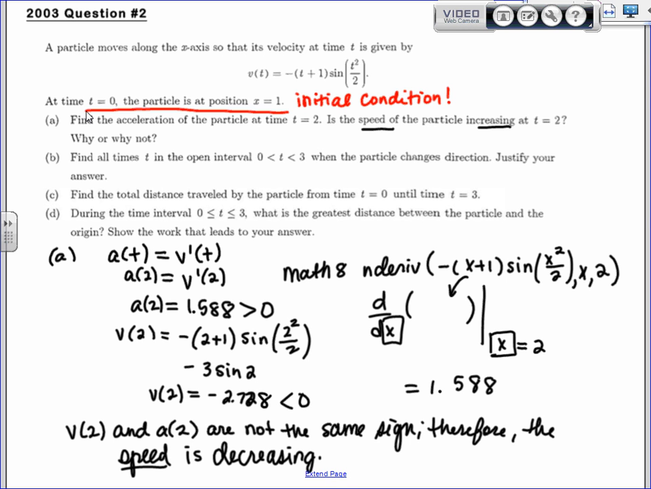All right, B. It says find all times t in the open interval 0 to 3 when the particle changes direction. Justify your answer. Okay, this is totally a graphing question. So what we're going to do is put in the velocity for y1. So I'm going to do negative parentheses x plus 1 sine of x squared over 2. And I'm finding it on the interval 0 to 3. If you want to change your window so that it goes from 0 to maybe 3.5, just to be on the safe side, just in case it changes right before 3, you can see it.